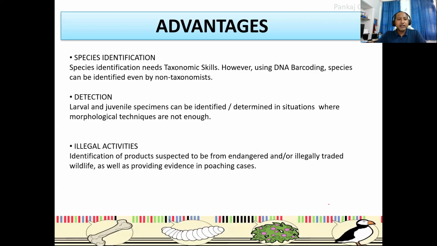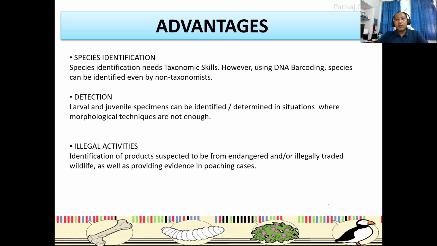Then, as we have already discussed, in a juvenile stage or at a larval stage, morphotaxonomists find it difficult to identify the species because most of the morphotaxonomic keys are based on the reproductive stage. So if the reproductive stages are absent, it becomes difficult. Now, if you find one butterfly is in its larval stage and it has become difficult for morphotaxonomists, you can easily extract its DNA and identify it.